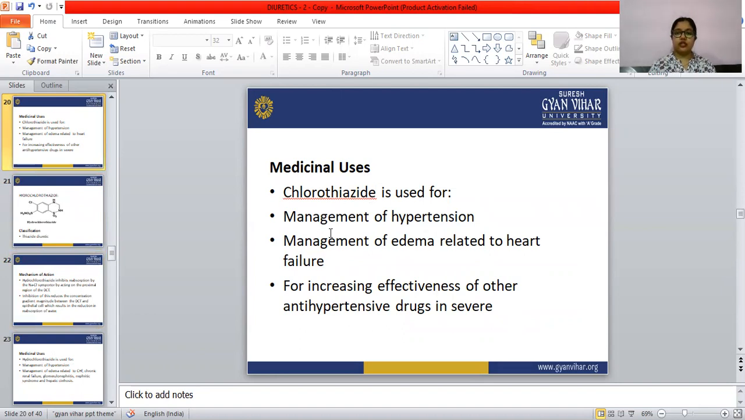So it is used to manage hypertension, to manage edema, and to increase the effectiveness of other antihypertensive drugs in severe conditions. So these are the uses of chlorothiazide.